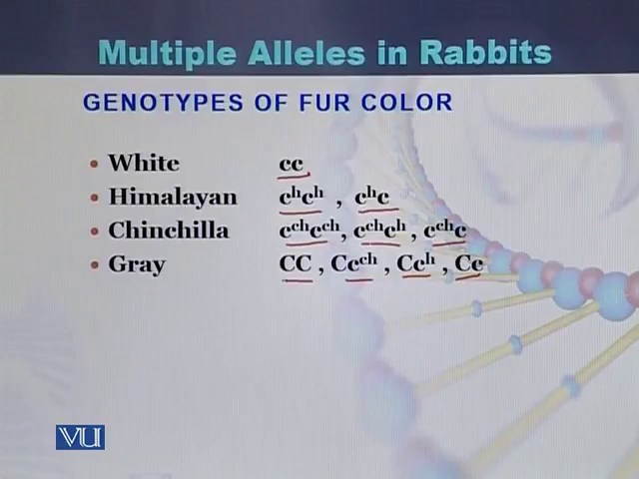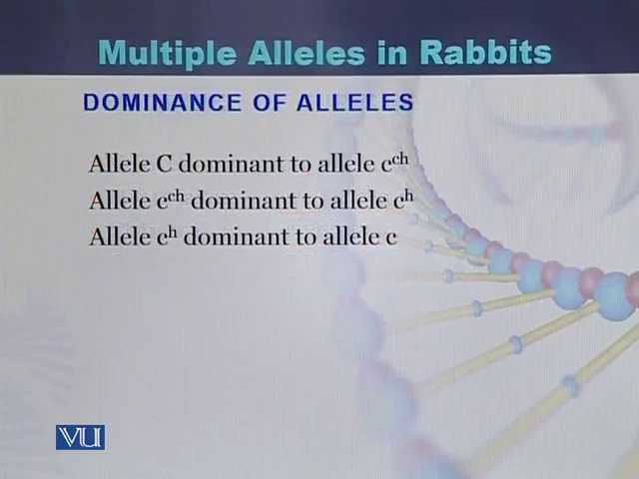Gray when there is a capital or dominant allele. C is the dominant allele. When there is a C dominant allele, the color of the rabbit will be gray. Here we can conclude the dominance of the alleles. Allele C is dominant over the allele CH. C is for the agouti color. Agouti color is dominant over the chinchilla color. So this is for the agouti color and this is for the chinchilla color.